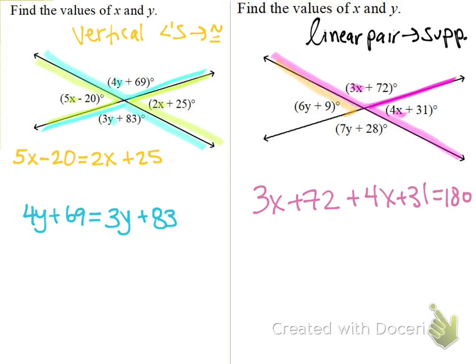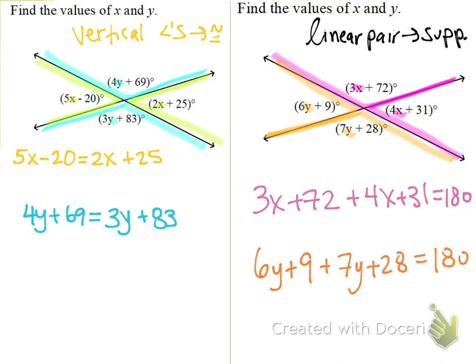And then you would do the same thing for the y's, because they are also a linear pair. 6y plus 9 plus 7y plus 28 equals 180. Do you have any questions on the difference or why, or did I write something down wrong?